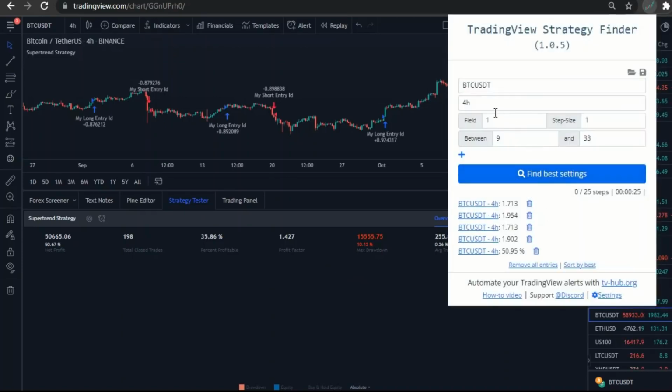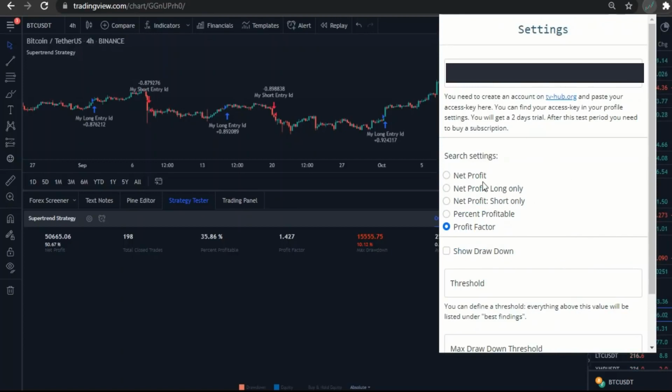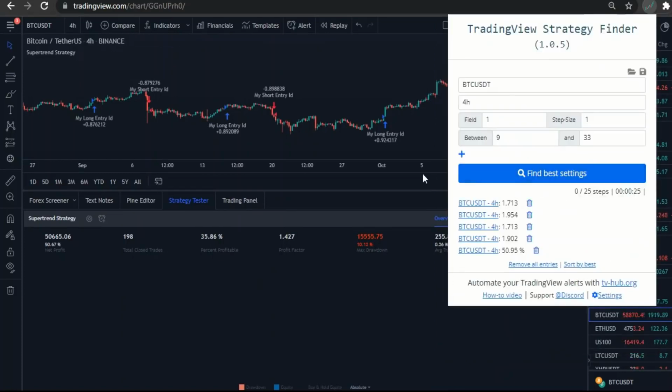Okay, let's open the strategy finder now. And click on settings. This tool will give you several search options. Here, you will find net profit, percentage profit, profit factor, and some other options. When you have enough experience, you can choose whatever, but for now, and for the general improvement of the strategy, we will choose the profit factor. Because when the profit factor improves, the accuracy of the strategy will improve and net profit will also improve, even the max drawdown will improve.